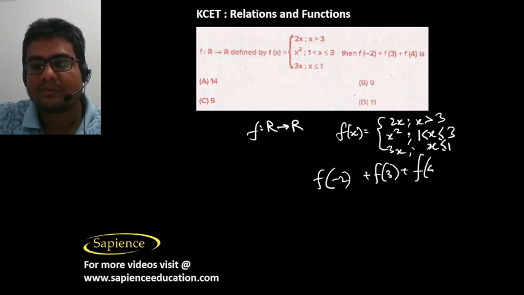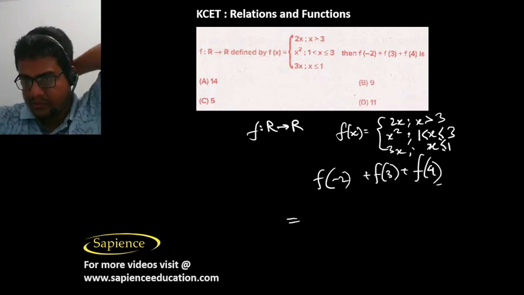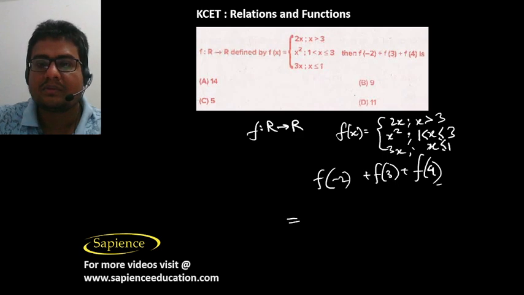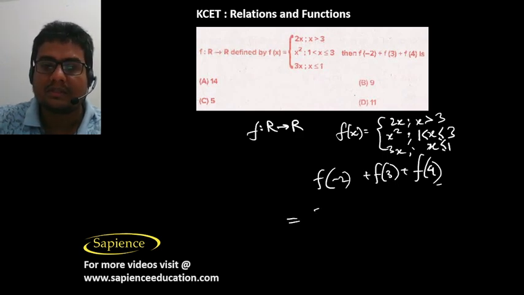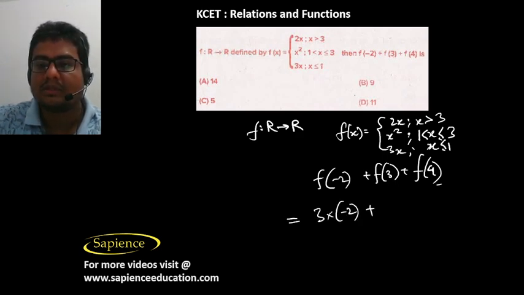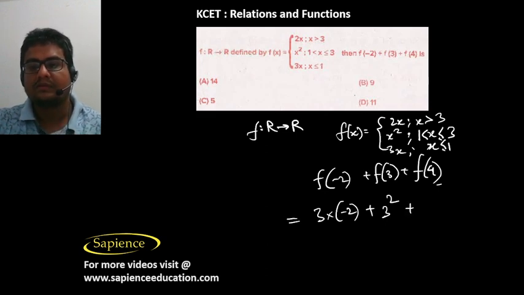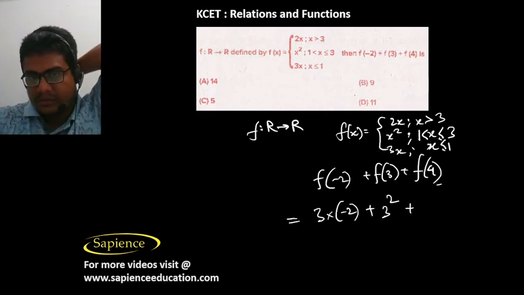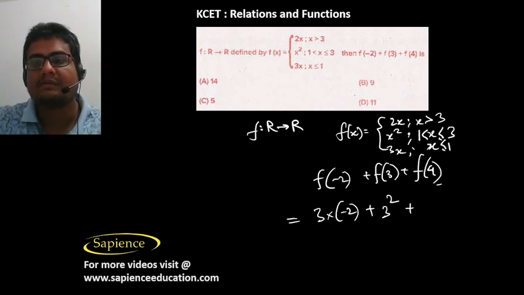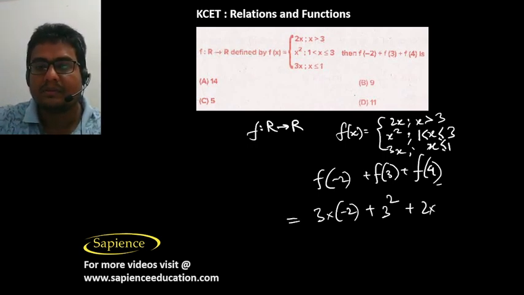So then we have to find the value of f of minus 2 plus f of 3 plus f of 4. So now f of minus 2, it means minus 2 is less than 1. So I should use the third definition, that is 3x. So 3 into minus 2, and plus f of 3. Now 3 is included in the second definition. So this will be 3 square. Then plus f of 4. 4 is more than 3. So I should use the first definition, which is 2x. This will be 2 into 4.